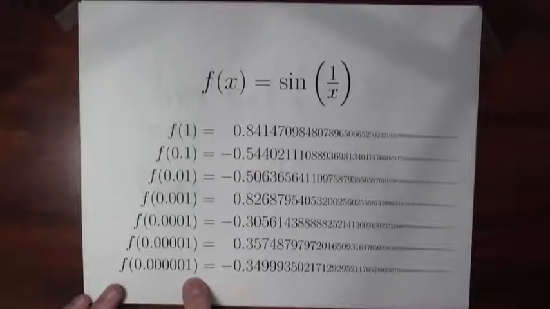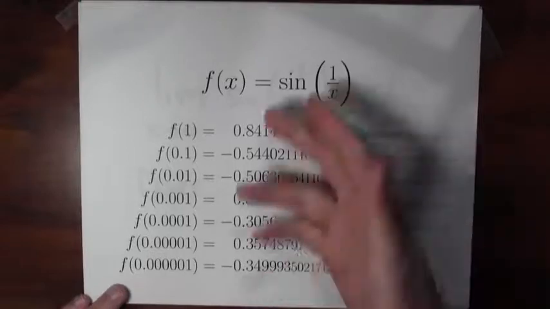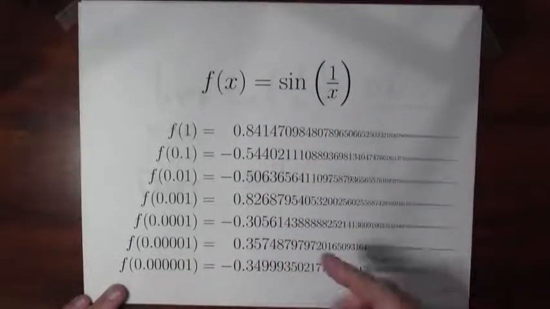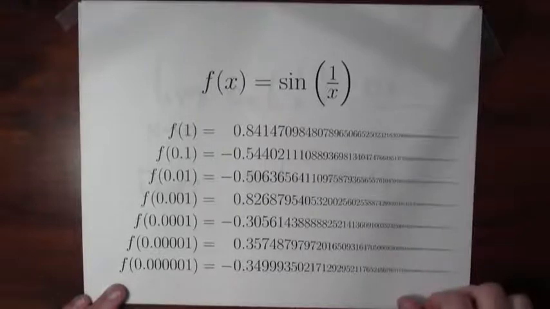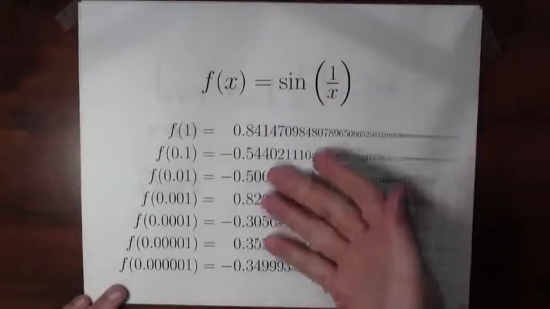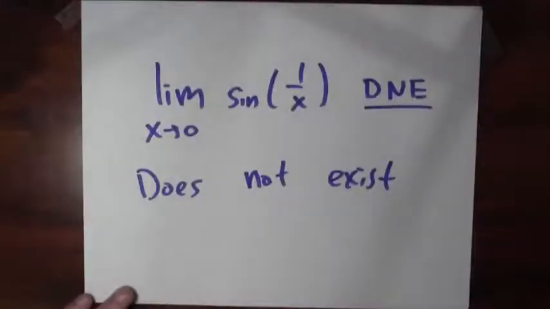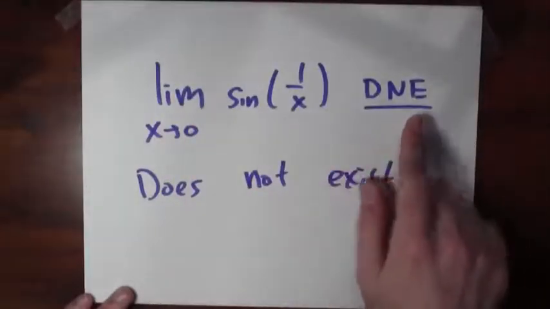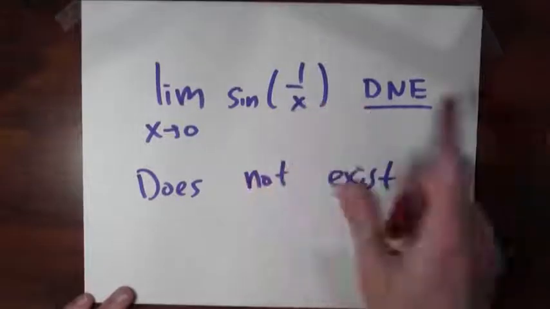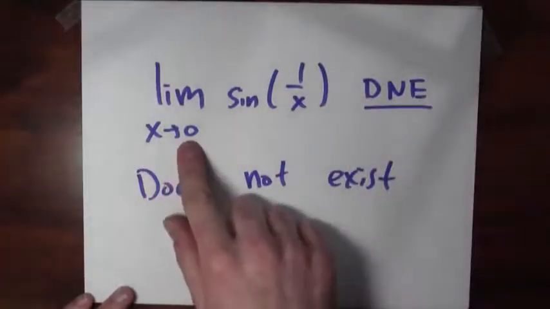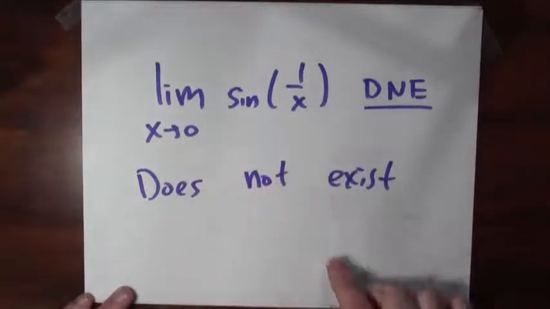a number very close to 0, the output's negative. So the limit's probably not some positive number, but there's also inputs very close to 0 that give positive outputs. So the limit's probably not a negative number either. And the limit's probably not 0 either, because none of these numbers are getting close to 0. So in this sense, this limit just doesn't exist, because it's not the case that this limit is equal to anything in particular. If you tell me this limit's equal to L, I'm going to show you numbers close to 0 which aren't close to L.